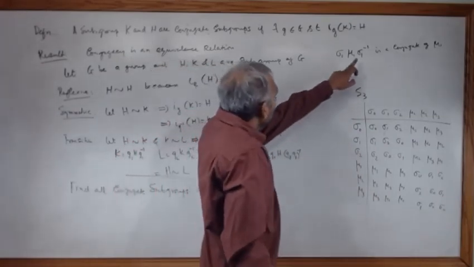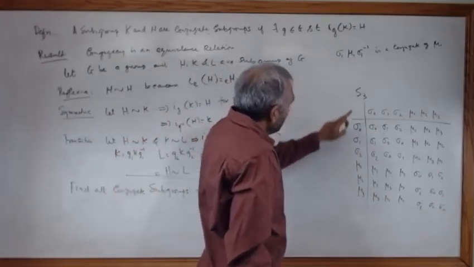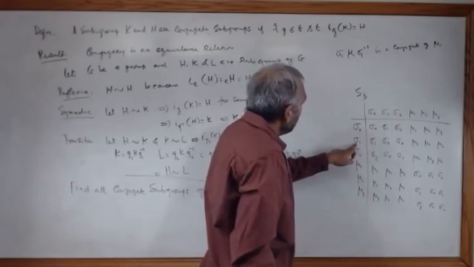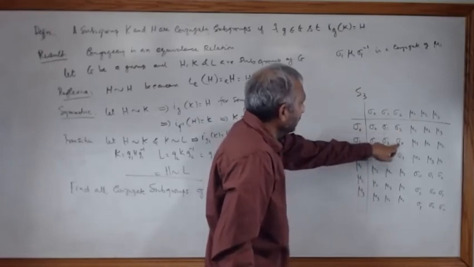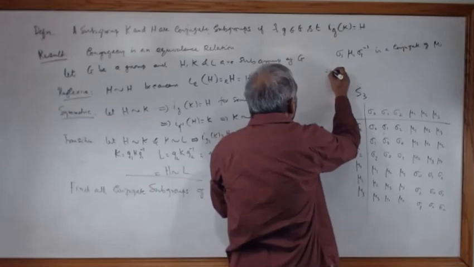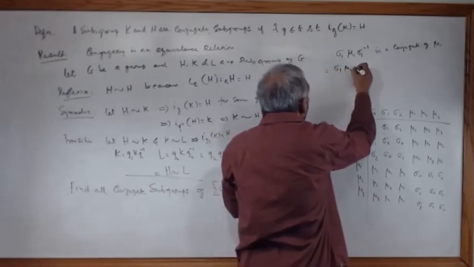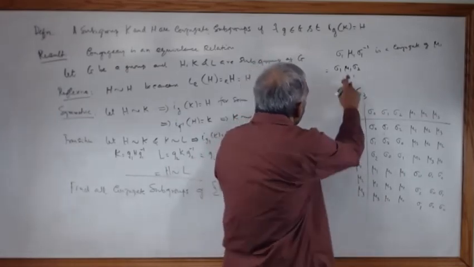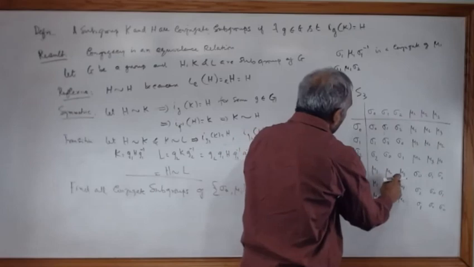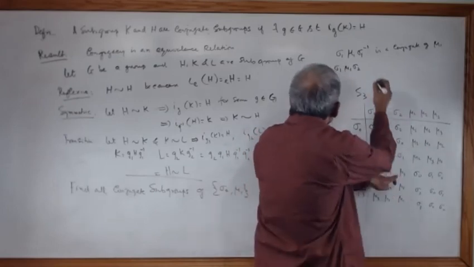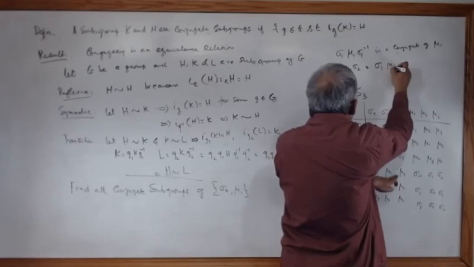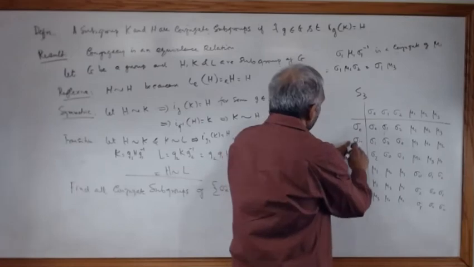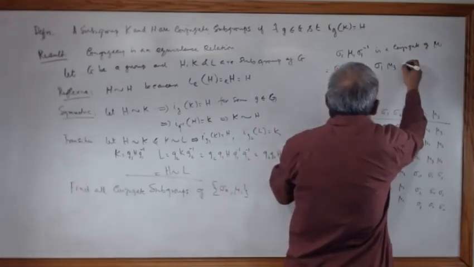And what is σ1 inverse? σ1 inverse is σ2 because σ1, when you compose with σ2, you get the identity. So this is actually equal to σ1 μ1 σ2. What is μ1 σ2? μ1 σ2 is μ3. So this is actually equal to σ1 μ3. And what is σ1 μ3? σ1 μ3 is μ2.